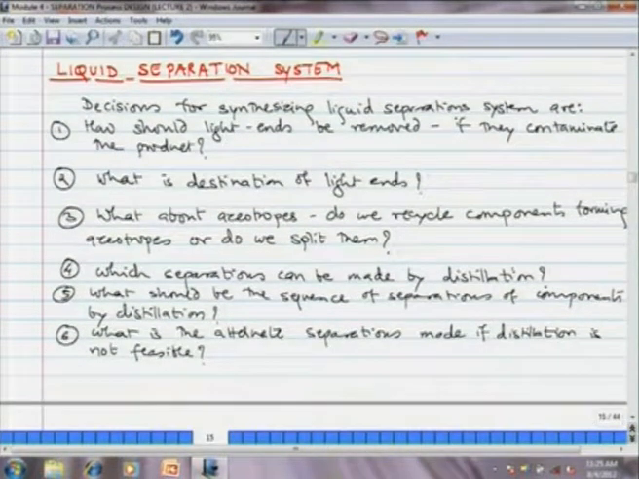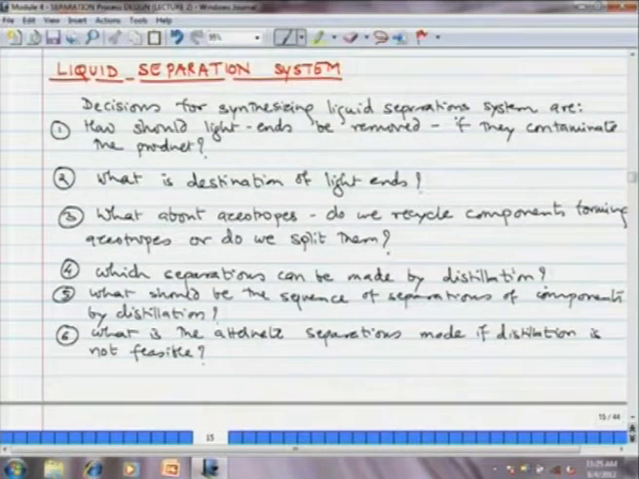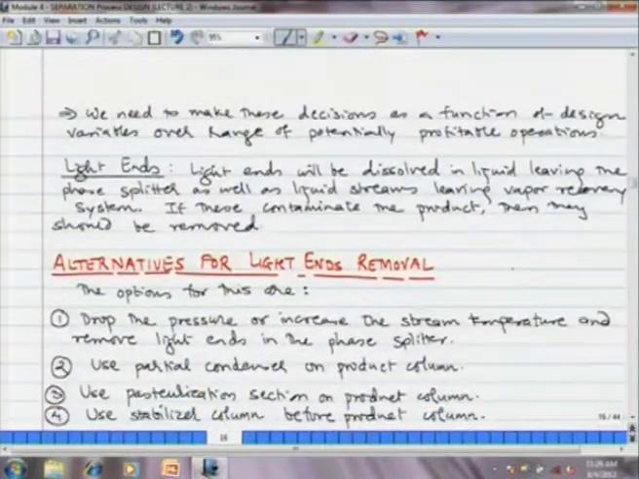So, these are some of the important questions that you will face while designing the liquid separation system, and you have to make decisions on it. We need to make these decisions as a function of the design variables over the range of potentially profitable operation. Now, let us see the first thing, light ends. Light ends will be dissolved in the liquid, leaving the phase splitter, as well as the liquid streams leaving the vapor recovery system. If these contaminate the product, then they should be removed.